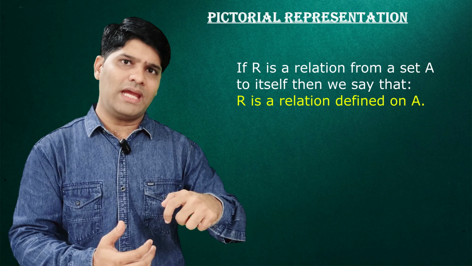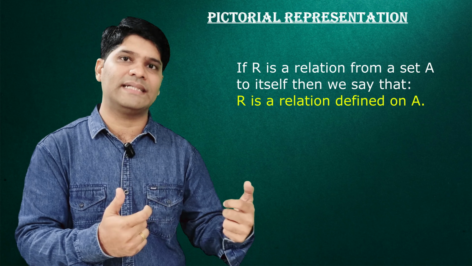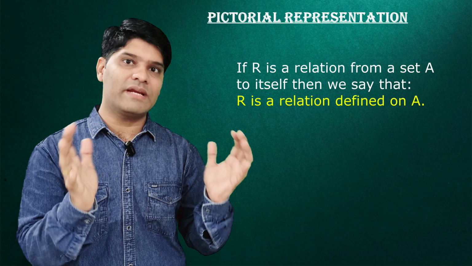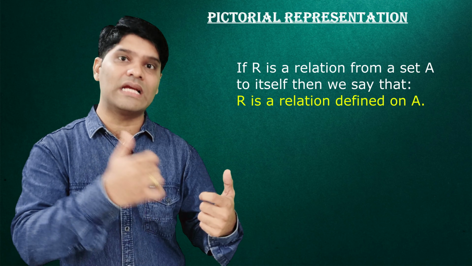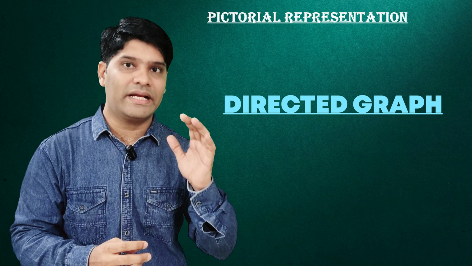So we know for a relation we need two sets, A and B. If B happens to be A, then we say that R is a relation defined only on A because both the sets are same. We have a nice pictorial representation for a relation defined on a single set. That means a relation wherein the first and the second set are same. And that pictorial representation is called directed graph.